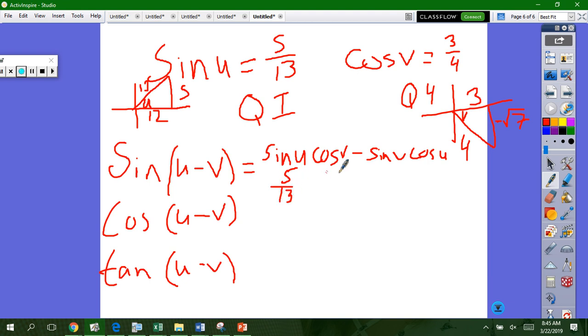Who's the cosine of V? Oh, we already know that. That's nice. 3/4. Yes, no, maybe so. Do we feel good? Minus, who's the sine of V? So then I got to go to my triangle, right? And what is the sine of V? Negative root 7 over 4. What's the cosine of U? 12/13.